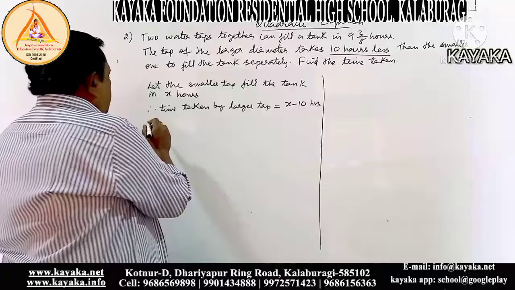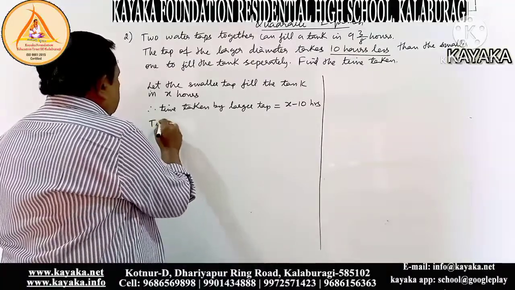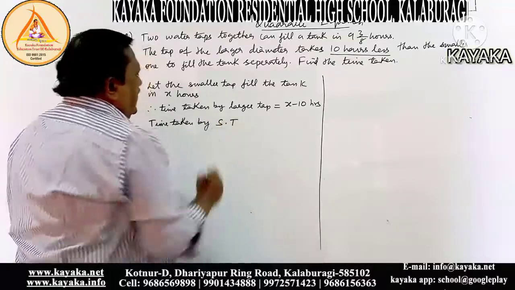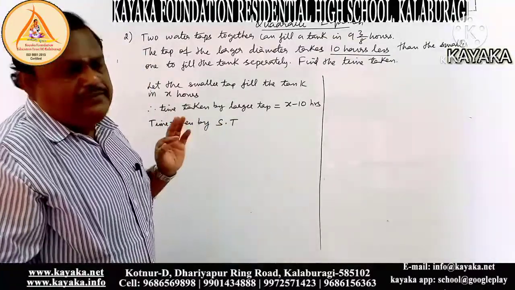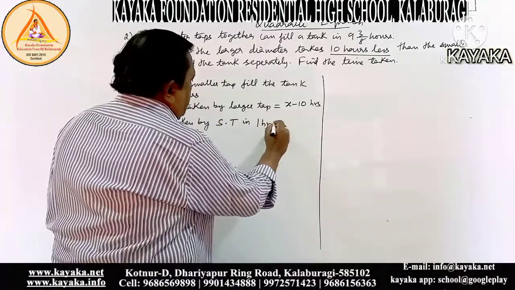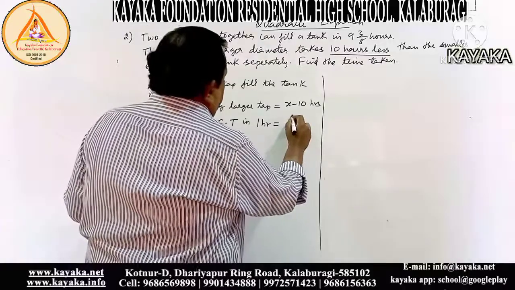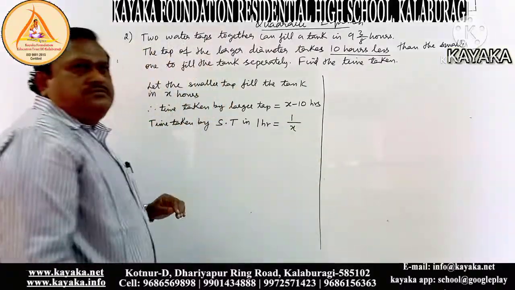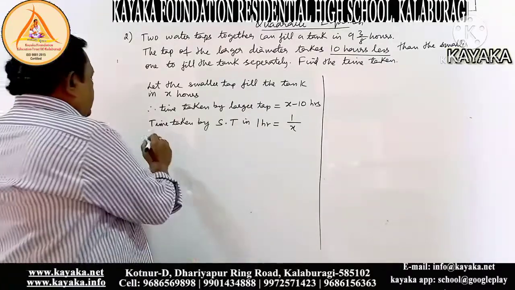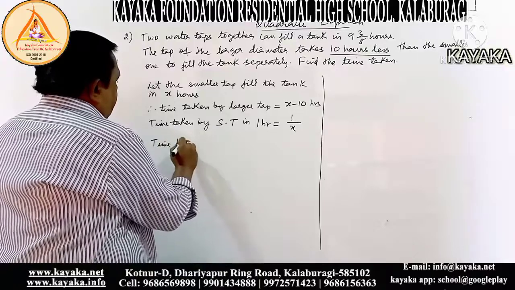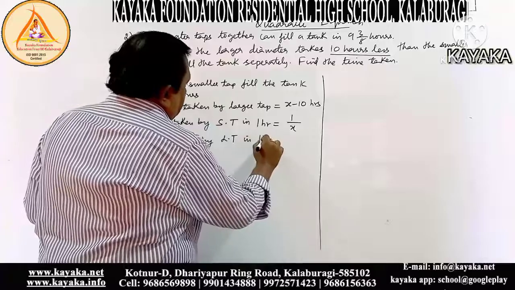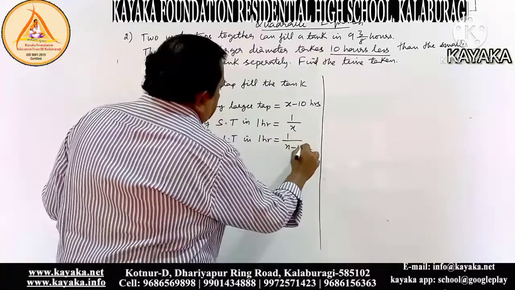Okay. Therefore, time taken by smaller tap. I'll write ST. ST means smaller tap. In 1 hour will be equal to 1 by X. Okay, dear children, it will be equal to 1 by X. Okay, next one. Time taken by larger tap in 1 hour will be equal to 1 by X minus 10.